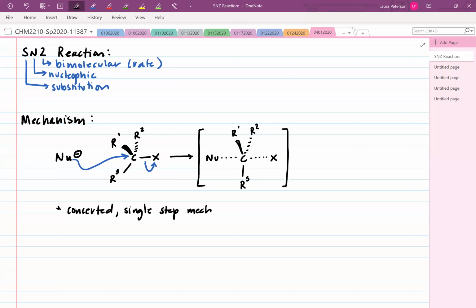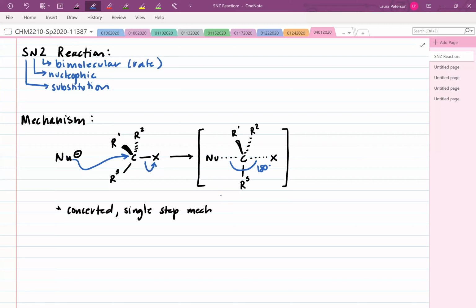Axis. Okay, so let's make a note of some of the things that we saw here. There's a 180-degree relationship between the incoming nucleophile and the outgoing leaving group. The nucleophile attacks 180 degrees from where the leaving group is. We call this a backside attack, and I'll write that word out here in just a second.